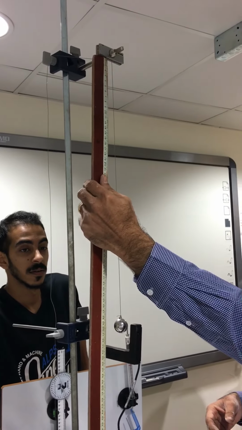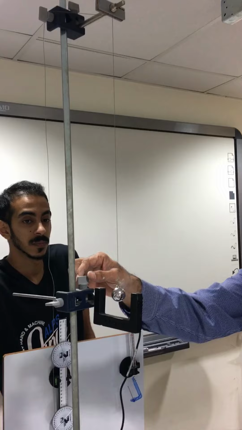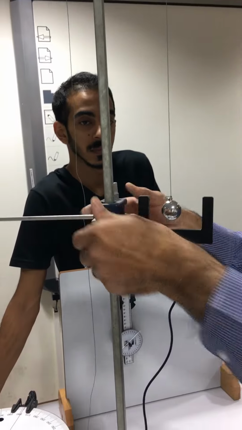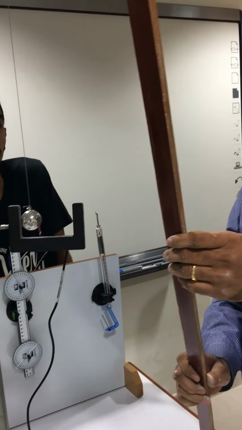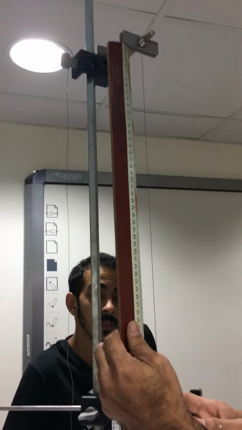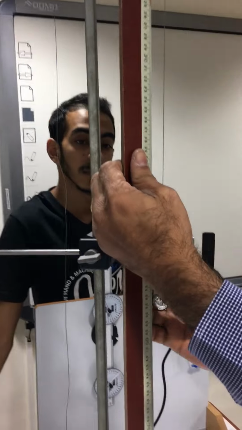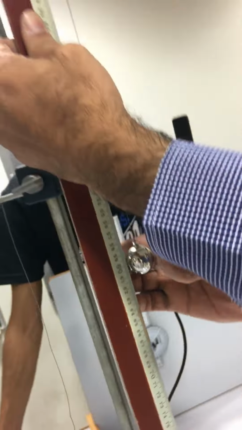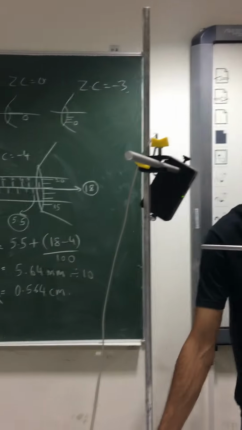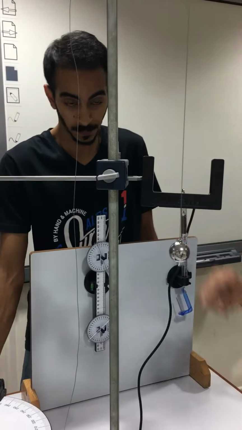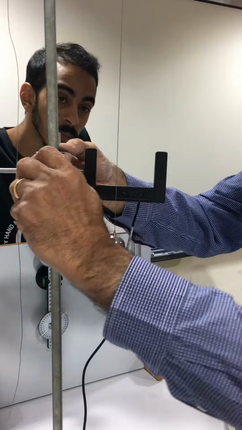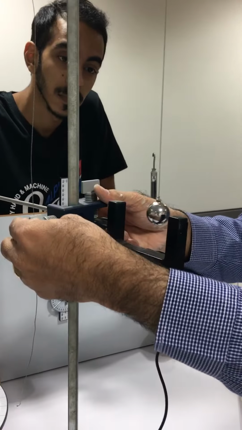Understood? If I say 60, keep 0 here on the top and pull the center of the ball to 60. Center of the ball, not the bottom. Now the light sensor is here, so light is coming from here to here. This one you must bring to the center.